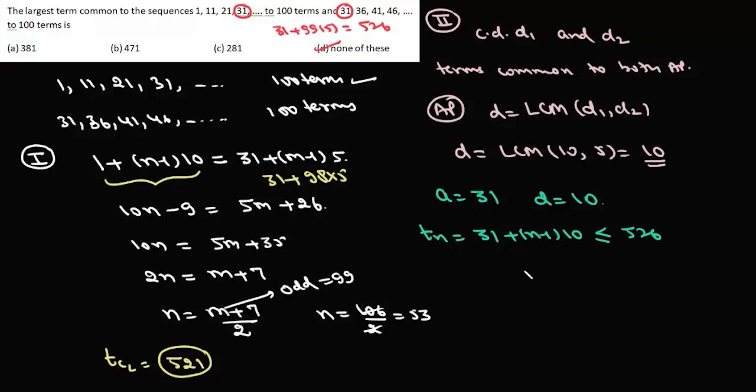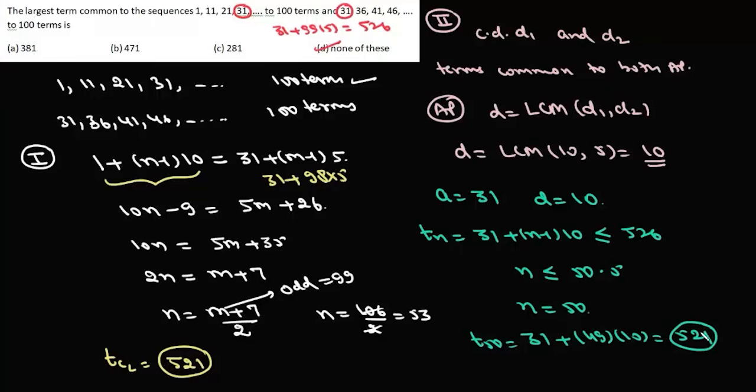So it should be less than 526. Now if we simplify this, we can write n is less than or equal to (526 minus 31) divided by 10, plus 1. So n should be less than or equal to 50.5. That means the highest value of n will be 50. And if we put n as 50, we'll get this term as 31 plus 49 into 10, 490 plus 31, and that will be 521. So this is the second method of solving the same question.